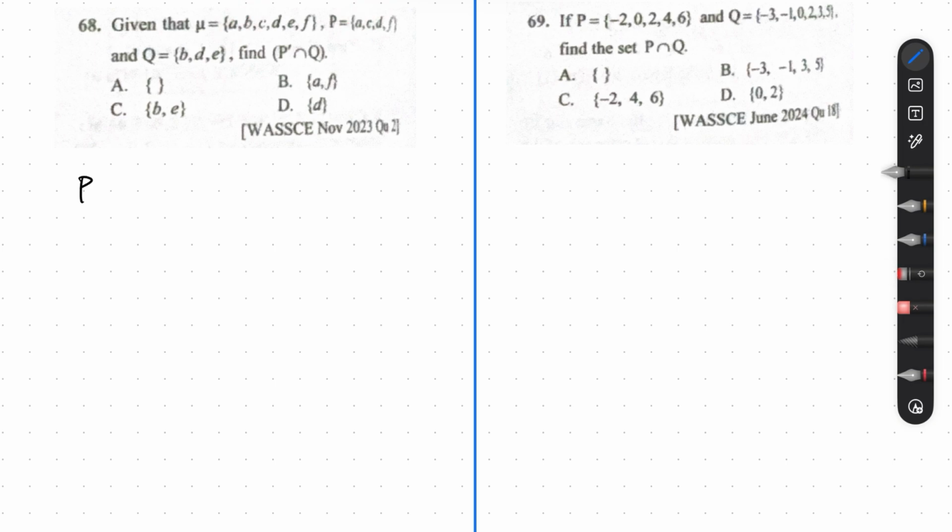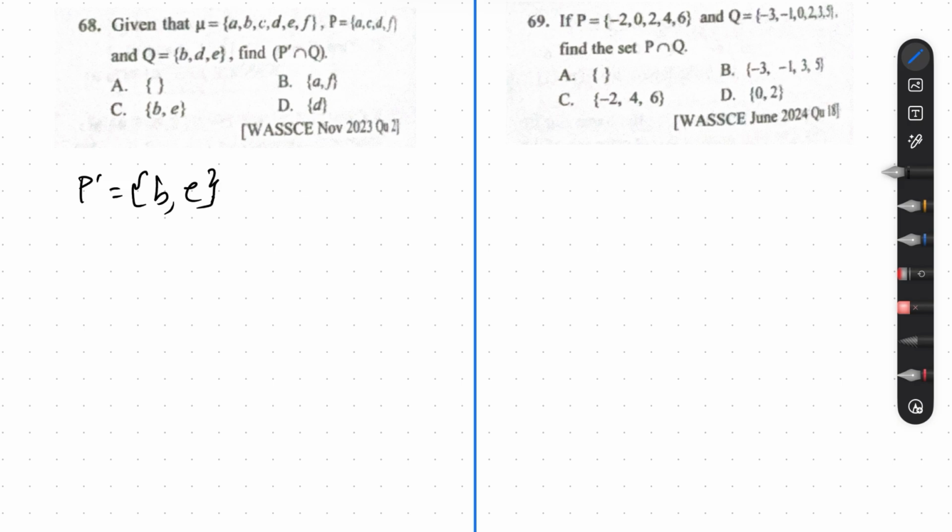So let's write it. P complement is the set: we have A in P, so that does not go. B is not in P, so B comes in. We have C in P, so we can't add it. D is in P, so we can't add it. E is not in P, so we add E. Then F is in P, so that's the end of our set.